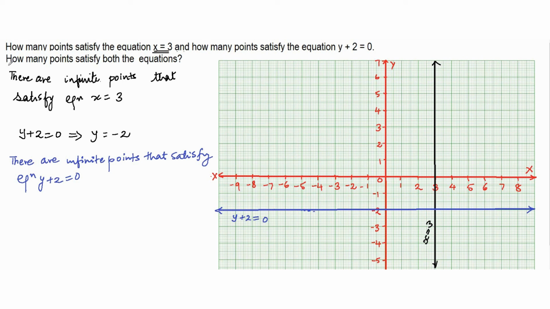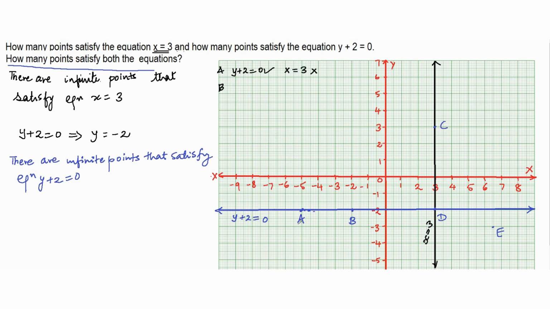Now the next question is, how many points satisfy both the equations? So if you think about it, if I take some random points, let's take this point as A, this point as B, this point as C, this point as D, and let's pick another point over here as E. So the point A satisfies y plus 2 is 0 because it lies on the line, but it does not satisfy x equals 3.